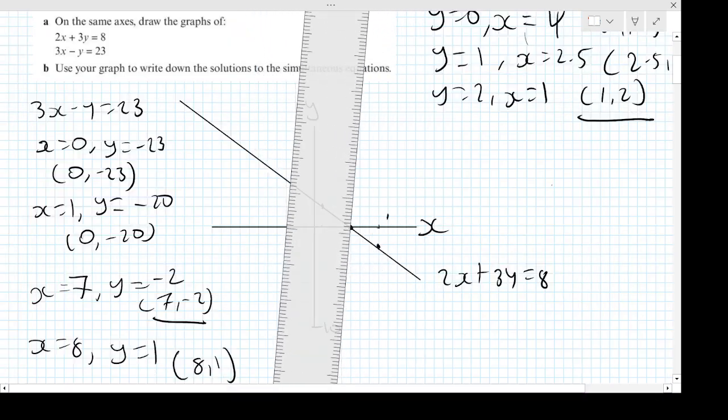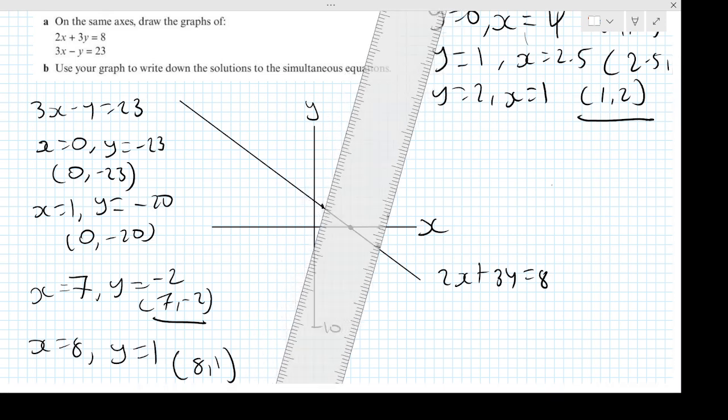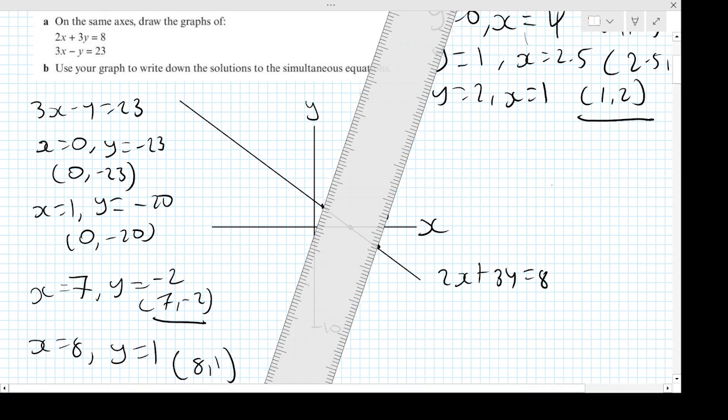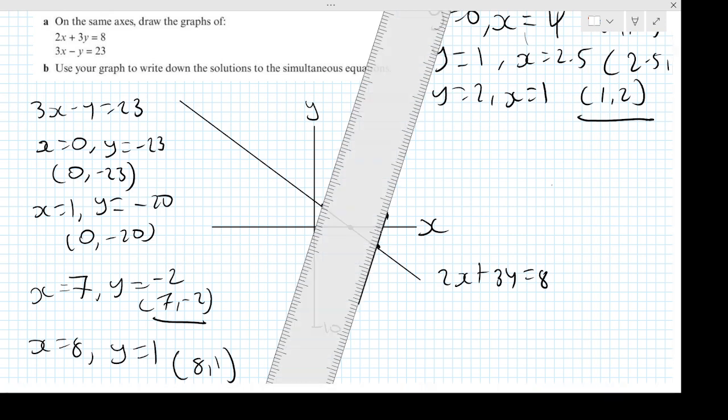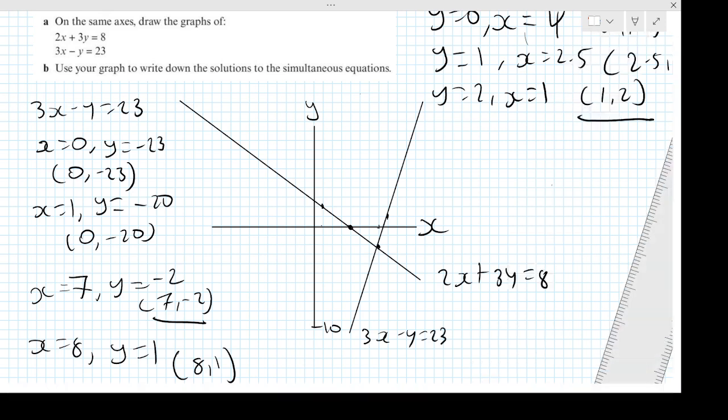Back to normal. So let's rotate this ruler. I'm going to line it up to go through the 2 points. There we are. Okay. So I'm going to draw the line there, connecting those 2 points. And then that will give me the line 3x minus y is 23. Cool. So then that's part A.